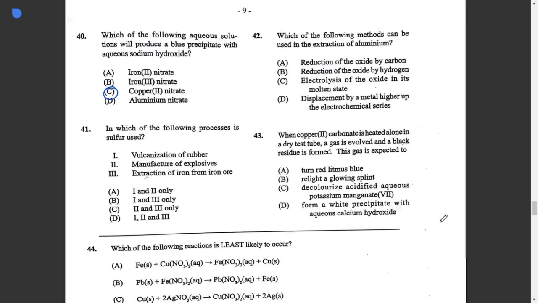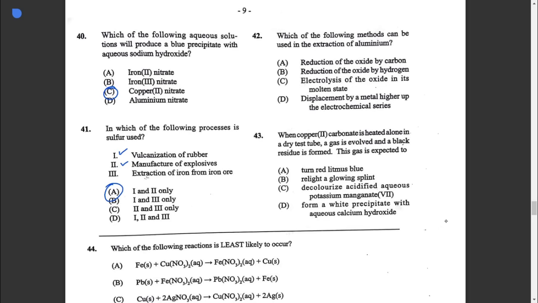41. In which of the following processes is sulfur used? We know that sulfur is used in the vulcanization of rubber. It is used to make explosives, but we did not see sulfur in the extraction of iron from its ore. So it's 1 and 2.